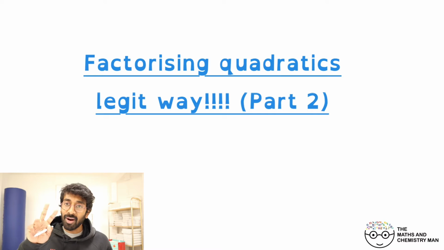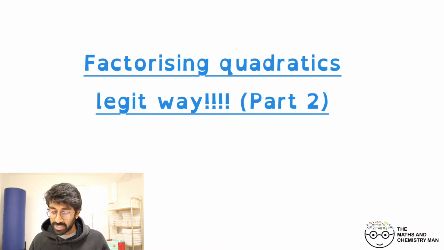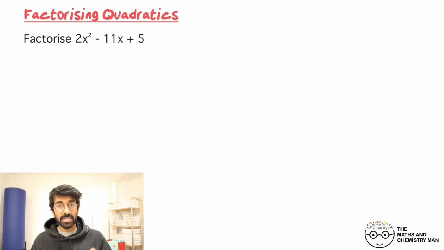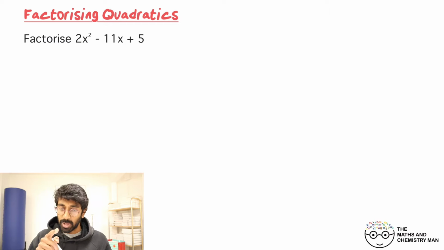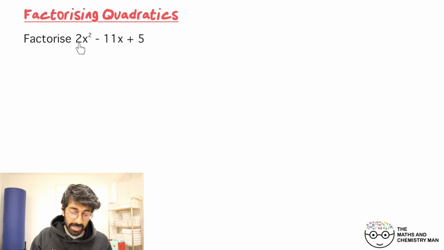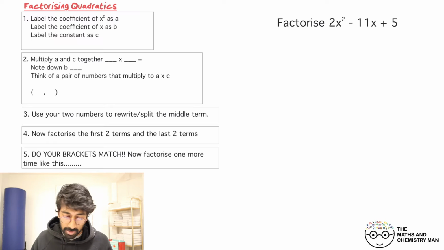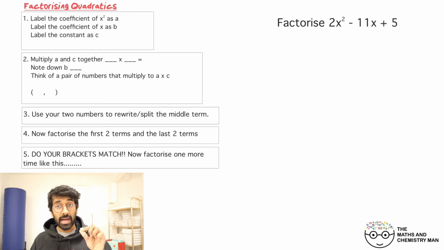Okay, welcome to part 2 of factorizing quadratics using the legit method. In this video we're looking at quadratics where the number in front of the x squared is bigger than 1. So the coefficient of x squared is going to be bigger than 1, like 2, 3, 5, etc. So here it is. Let's have a look at how we can factorize this.